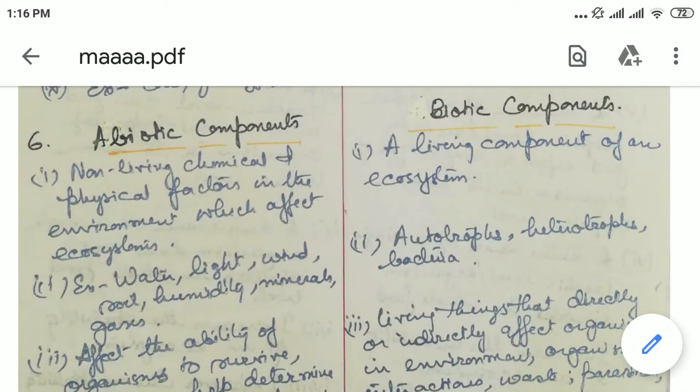Today I'm going to start the abiotic and biotic components differentiation. This chapter is the ecosystem chapter. I was continuing this chapter. I've started this question answer series of this chapter.